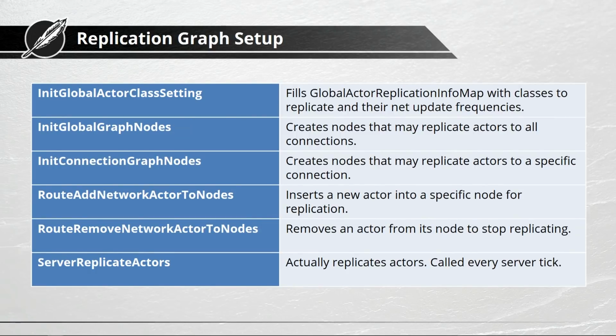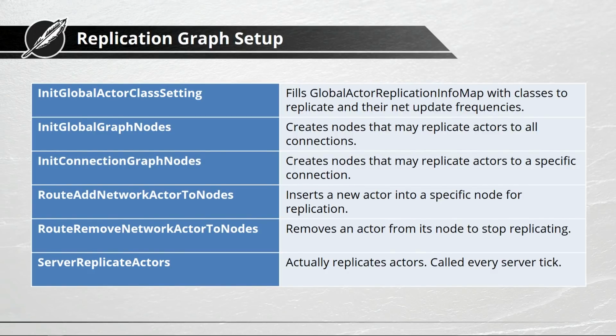There's no way of doing this in Blueprints yet, as with many network-related things. There are 6 functions that you need to override. The first one, InitGlobalActorClassSettings, basically says, let's collect all the classes that are ever going to be replicated. We know some classes are never going to be replicated, so let's filter them out right at construction time of the whole graph, just to ease the burden.